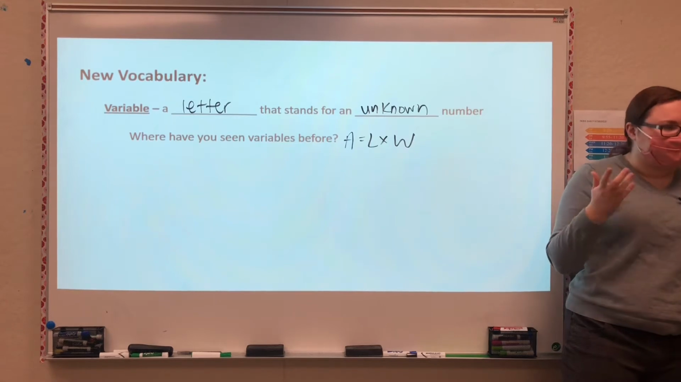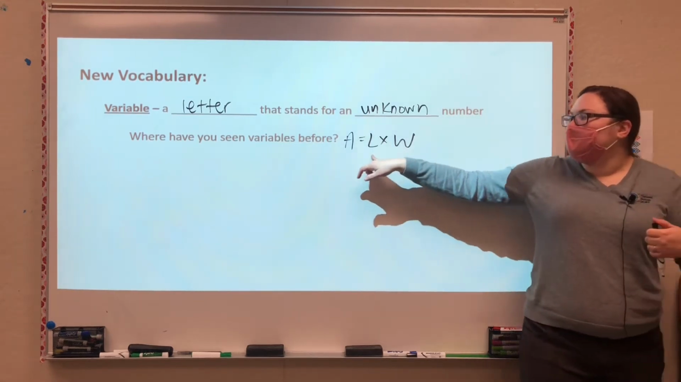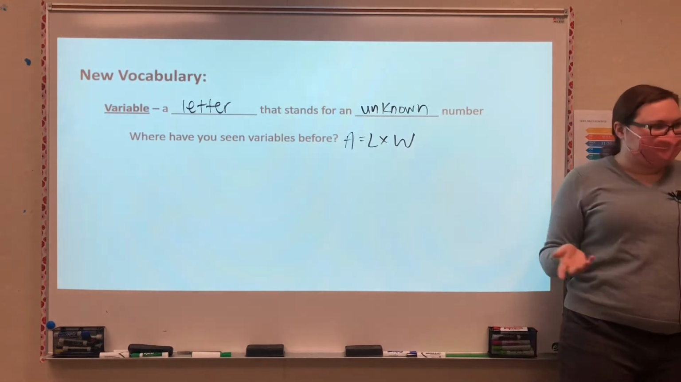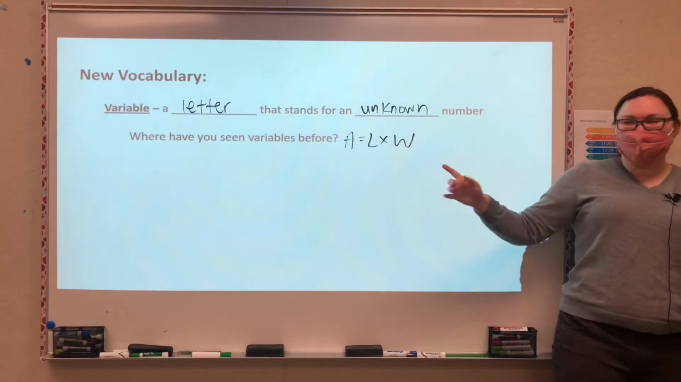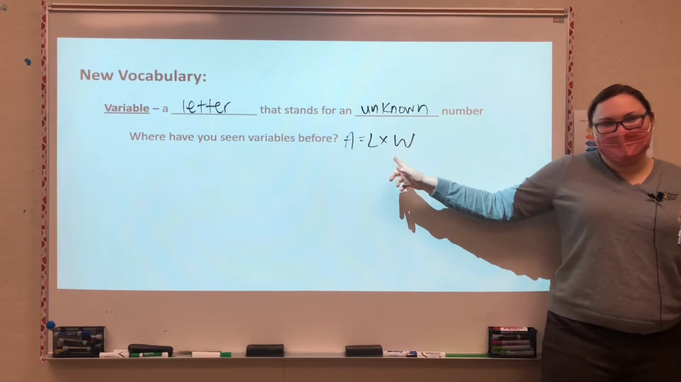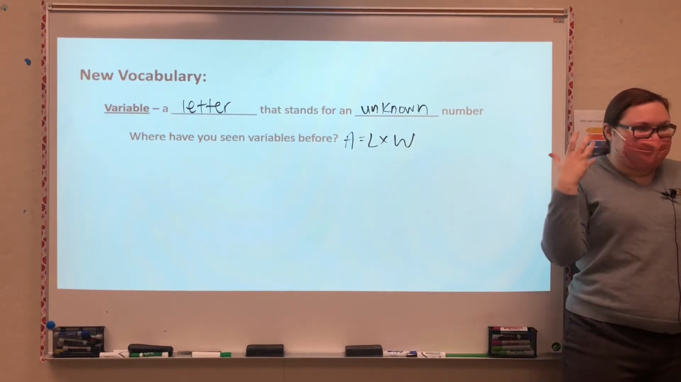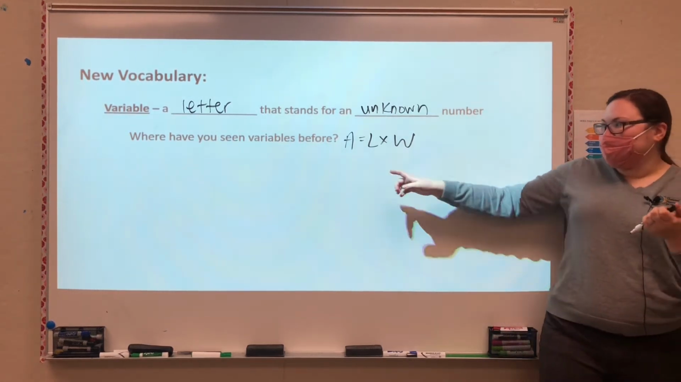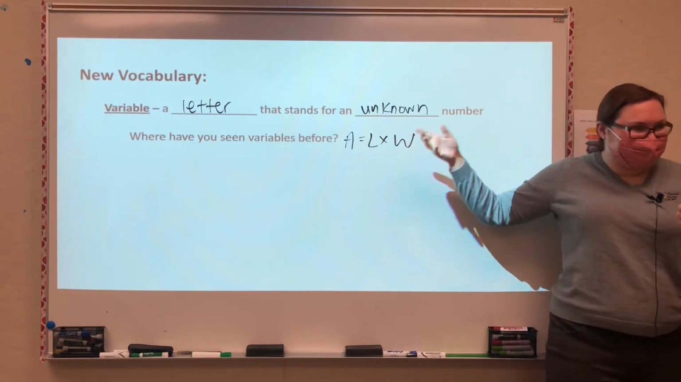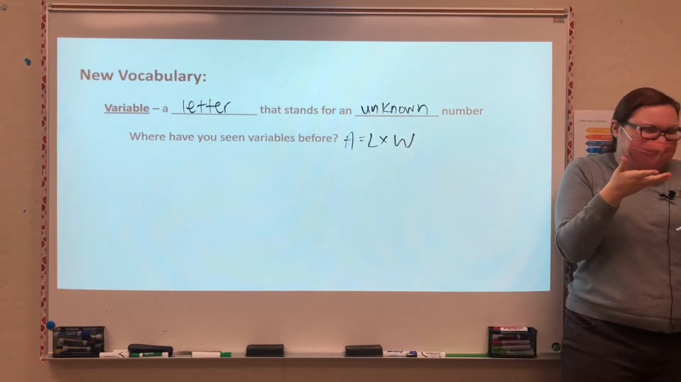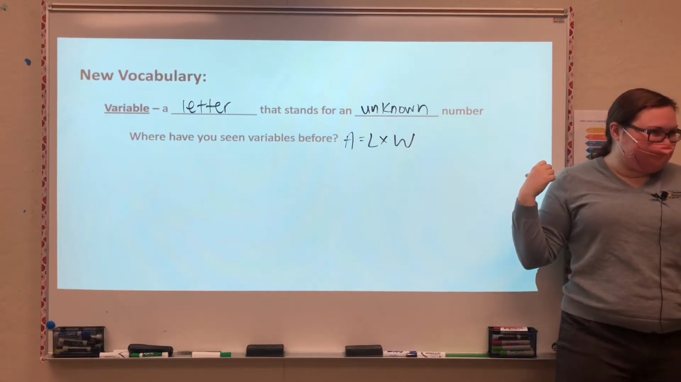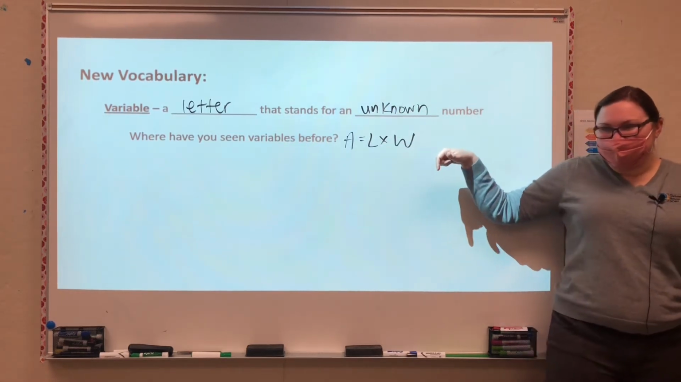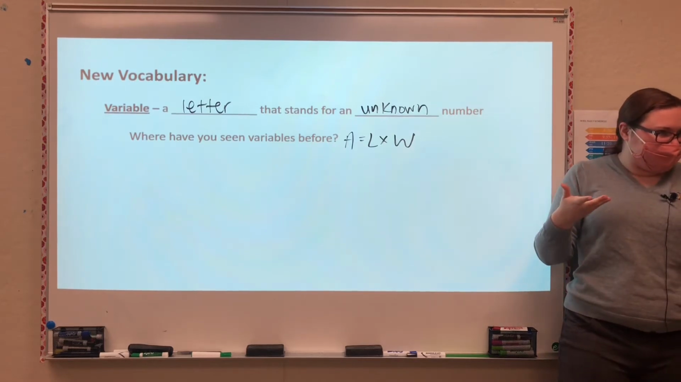Anytime you were using a formula, formulas use letters to represent numbers you don't know. So when I tell you the area of any rectangle is length times width, I'm not giving you any numbers. They're using those letters to represent numbers we don't know. Then when I do give you the numbers, like in that last problem, you can change those letters to the numbers to find your area.